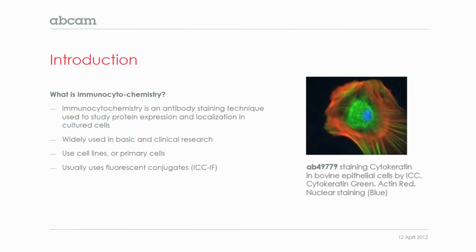Researchers use cell lines in ICC, or many use primary cells as well. Usually in ICC, researchers use fluorescent conjugates for detection. So today I'm going to be focusing mainly on immunofluorescence.